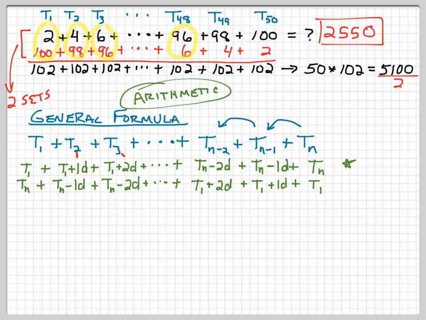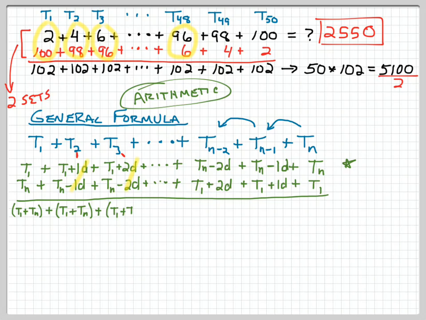Now we're going to add it like we did above. So we're going to add this whole thing. And our first pair is t of 1 plus t of n. Hopefully this is making sense. Our second pair, when we add them up, well, if you notice, this 1d and negative 1d cancel out. And we're left with t of 1 plus t of n. And if we look at the third pair, the 2d and the negative 2d cancel out. And we're left with t of 1 plus t of n. And we can keep on doing that all the way through.